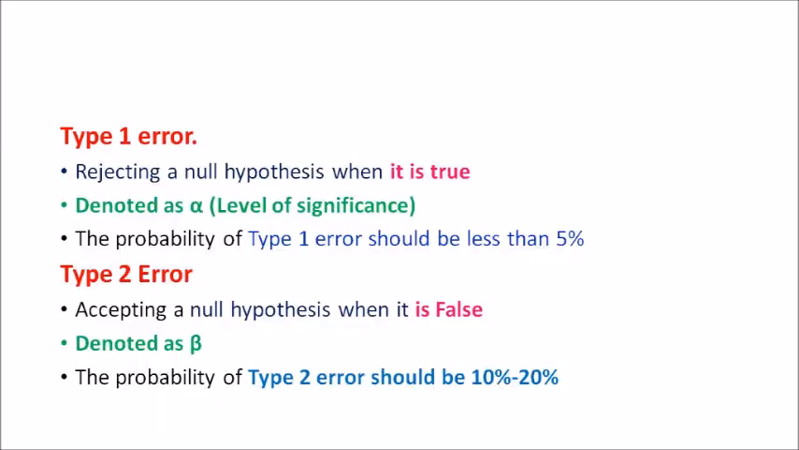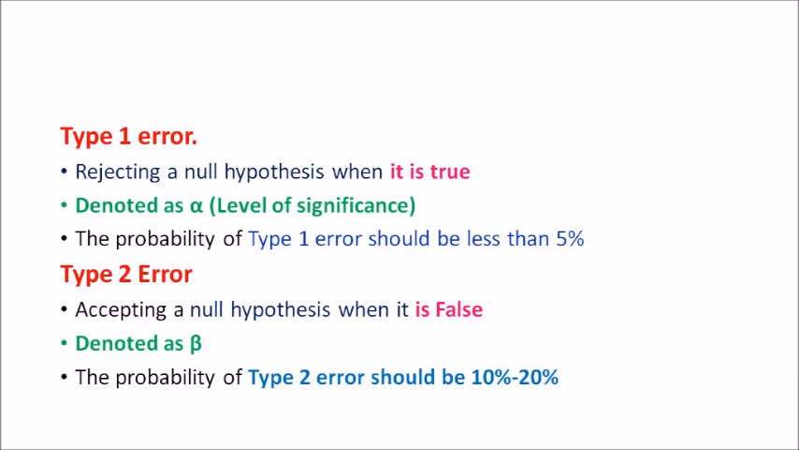Clear? Always remember, type 1 is rejecting a null hypothesis when it is true, and type 2 is accepting. When will an error come? When we accept a wrong thing, right? So accepting when it is false, that is type 2 error. A false thing should be discarded, so when we accept it, we get a type 2 error.